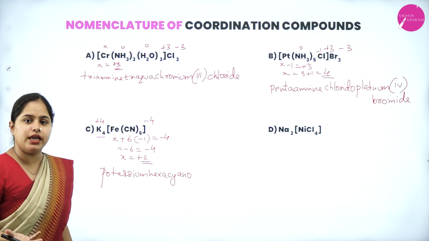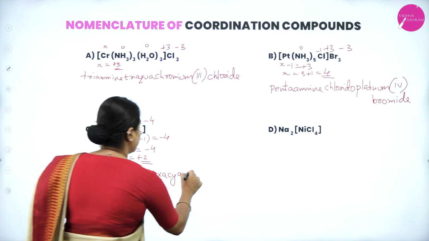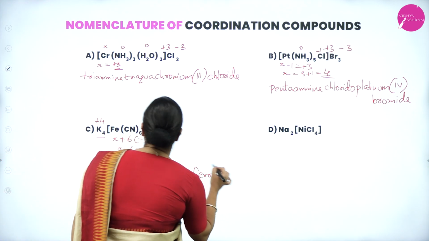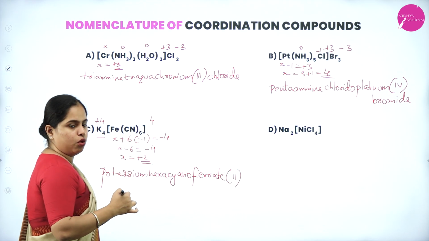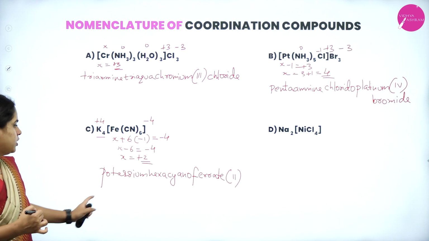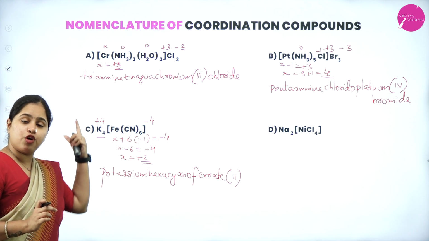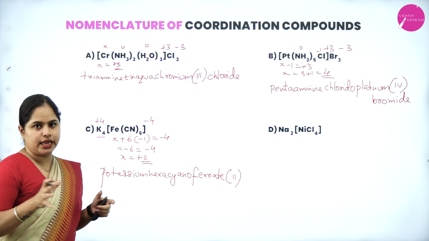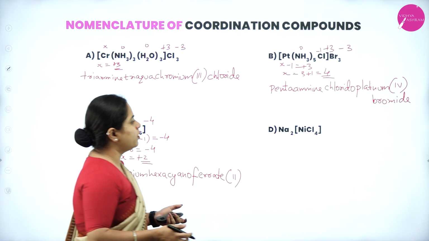Right. Now, what do I do with the iron? Should I write it as iron or ferrate? Yes, I should write it as ferrate because it is anionic. So that also is very, very important. Ferrate. And the oxidation number, what is it? Plus 2. I write that plus 2 also here. And the counter ion I have already written in the beginning. So this is how we have to name it. So you have to be very careful. If your coordination sphere is negative, the metal should not be named in the same way. If it is iron, it should be named as ferrate. Alright.